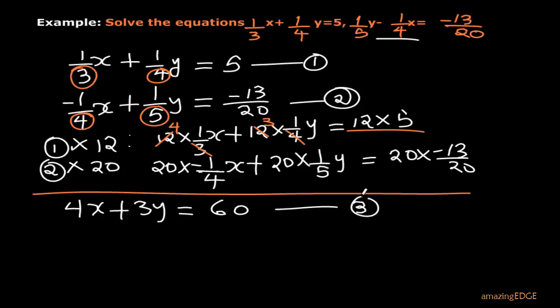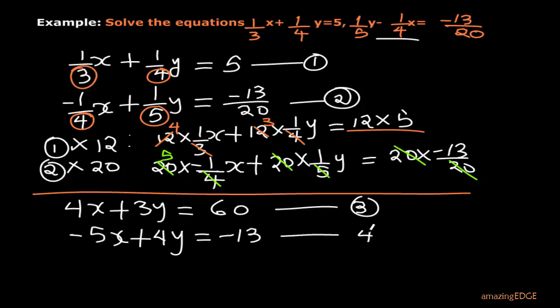Then we go the other way. You have here 4 divided by 20 gives us 5. 5 times minus 1 is minus 5. Minus 5 times x gives you minus 5x. Then here you have 5 divided by 20 is 4. 4 times 1 is 4 times y, 4y. And here 20 will cancel out 20, so you're left with minus 13. So this gives us minus 13. This is equation 4. Now equations 3 and 4 have come back to what we know how to handle. So I think we should be comfortable working with this now rather than working with fractions.